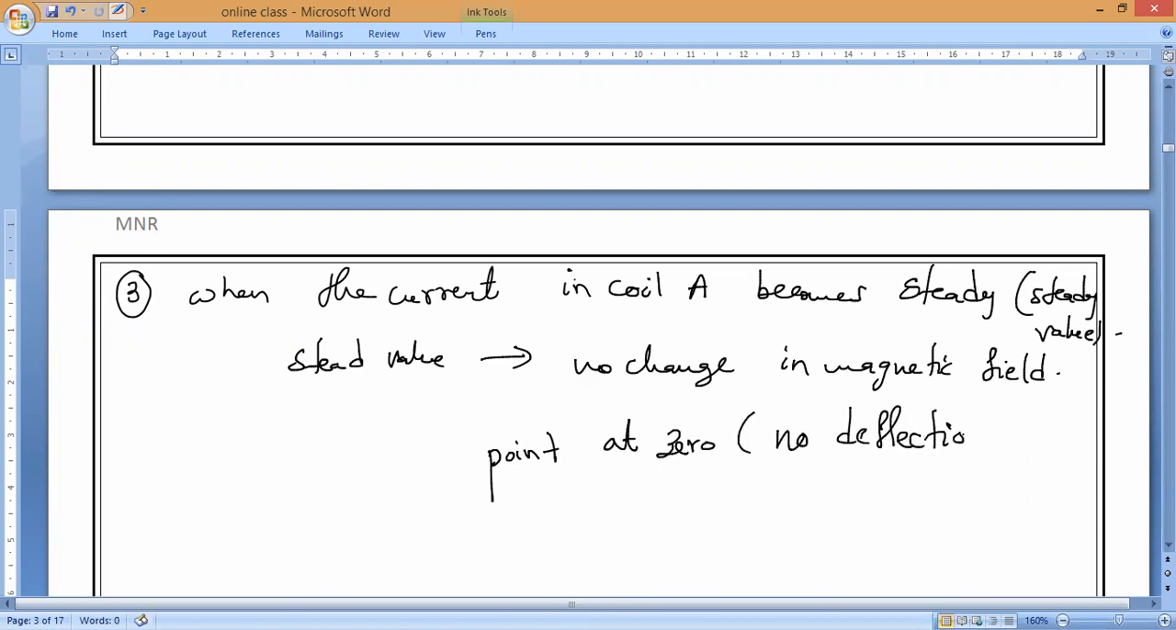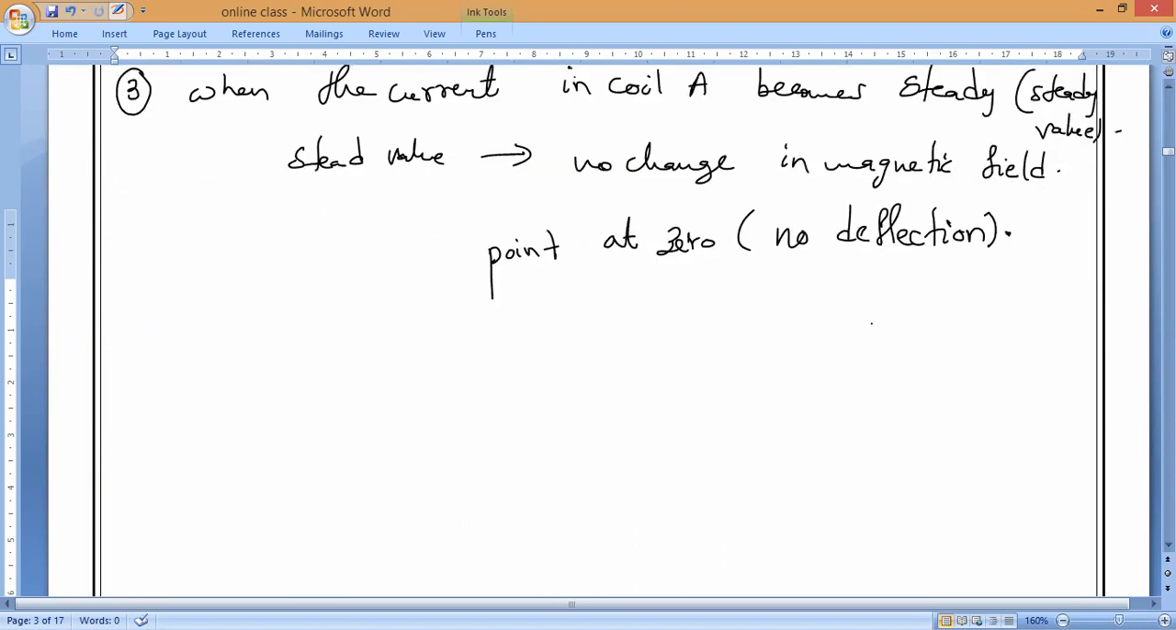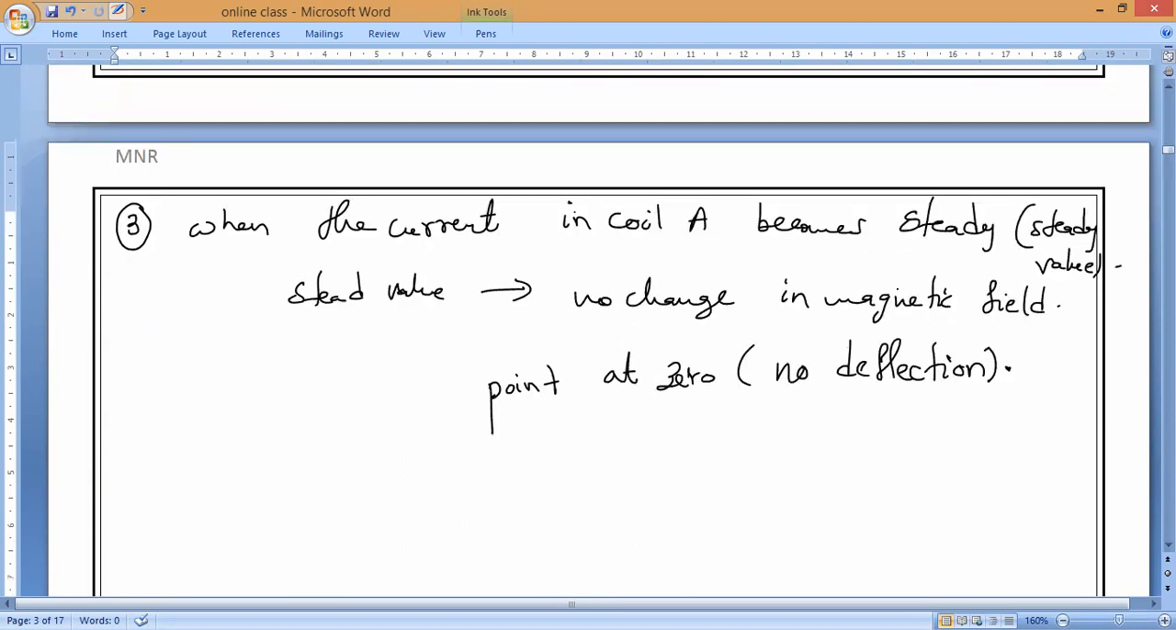But all this takes place within a fraction of a second. That is why when you switch on, we see the deflection and again it comes back to the 0 pointer, because it won't take much time for the current to reach the constant steady value. That is the reason we quickly see no deflection. It comes to the 0 galvanometer pointer. Understand, guys? Okay, please respond.